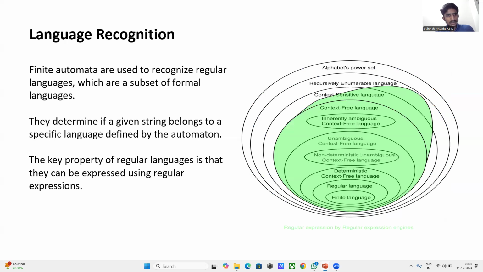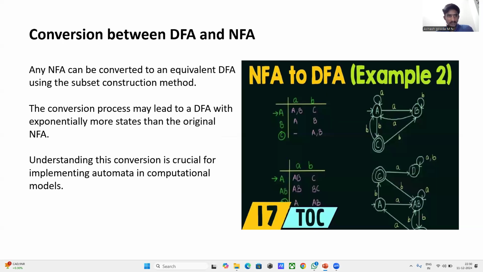Language recognition. Finite automata are used to recognize regular languages, which are a subset of formal languages. They determine whether a given string belongs to a specific language defined by the automaton. The key property of regular languages is that they can be expressed using regular expressions.